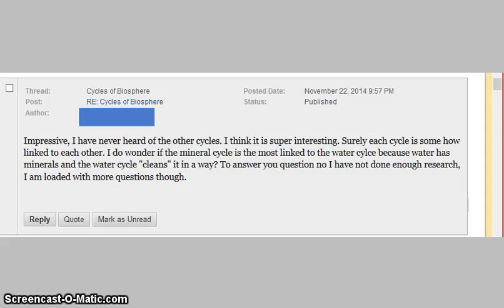Here's what we really don't want to see in academic discussion. The person is expressing how impressed they are, that it's super interesting, but doesn't really give us any added value. Here's a thought-provoking statement. Here's a question, but the person even admits they have not done any research to answer the lead statement's question.